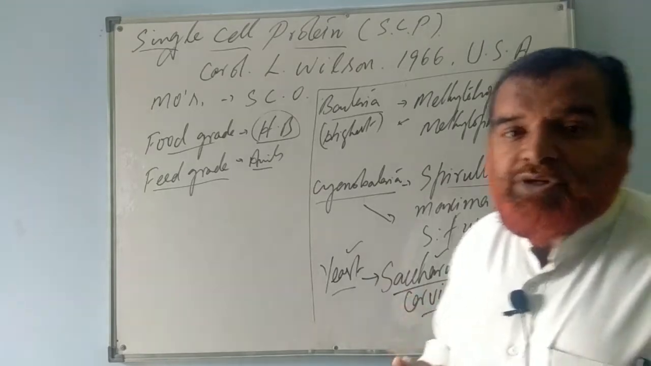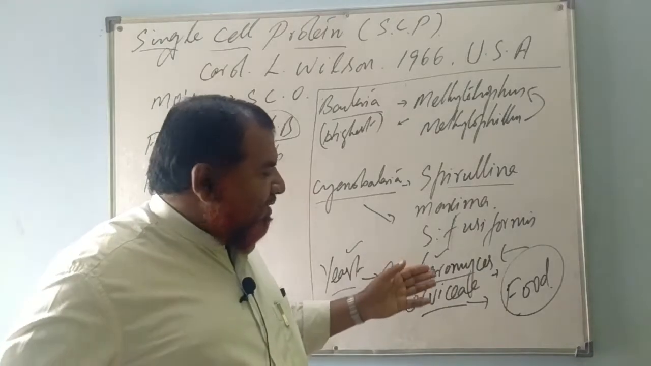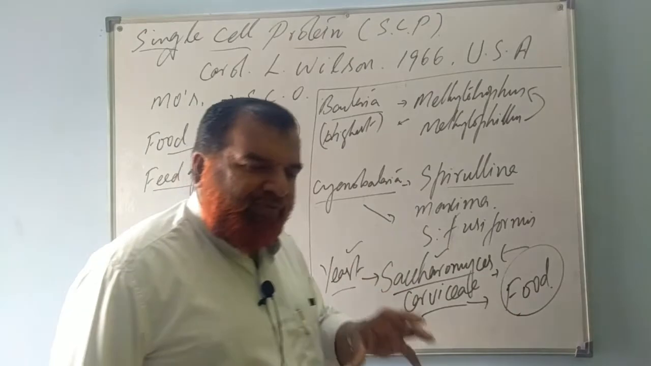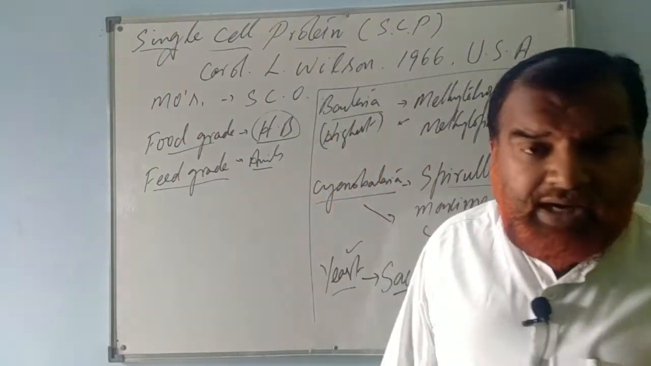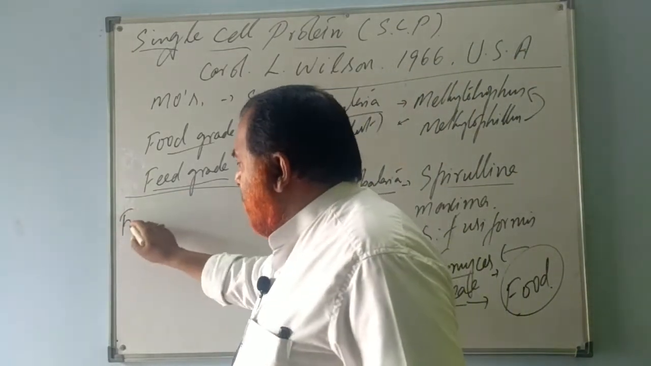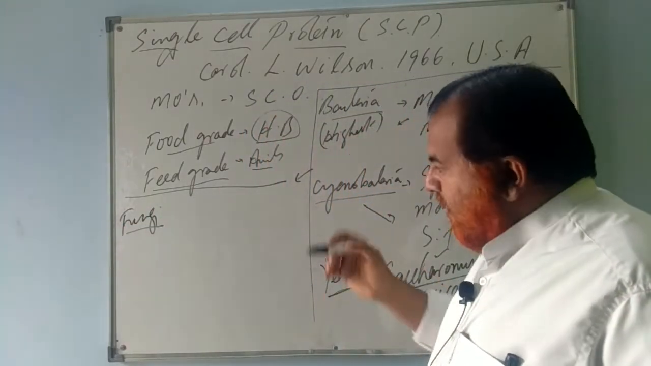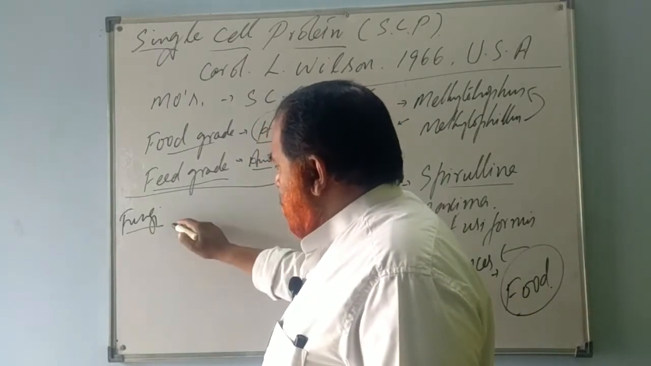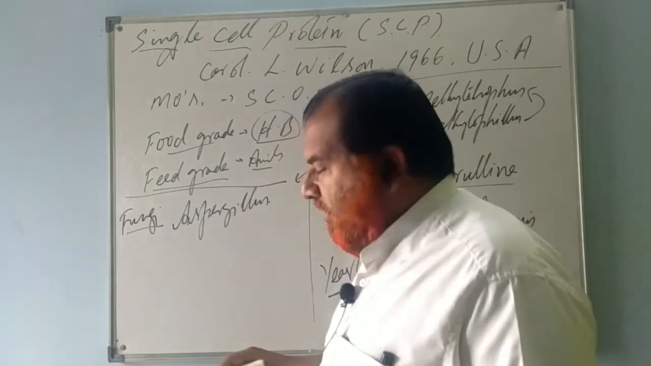Then the question can be asked like this also in your final exam or in the NEET exam: identify the organism which produces food grade single cell protein, that is nothing but Saccharomyces cerevisiae. Many questions can be framed over here in your final exam, board exam, as well as in your NEET exam. Now the examples so far are bacteria, cyanobacteria, yeast, fine. Now fungi like Aspergillus niger, which is also used to produce citric acid.